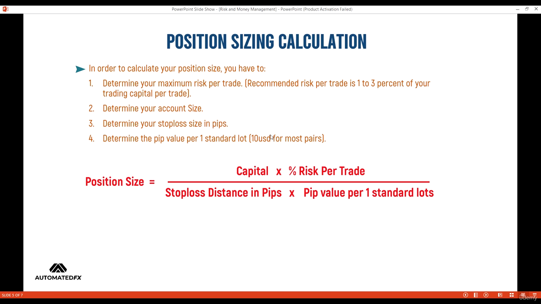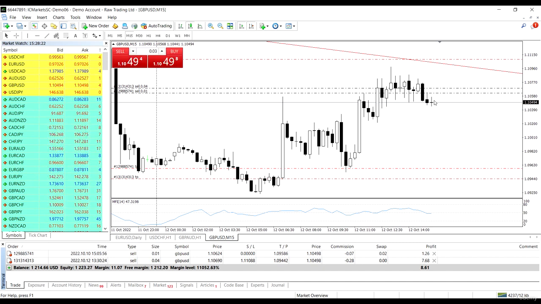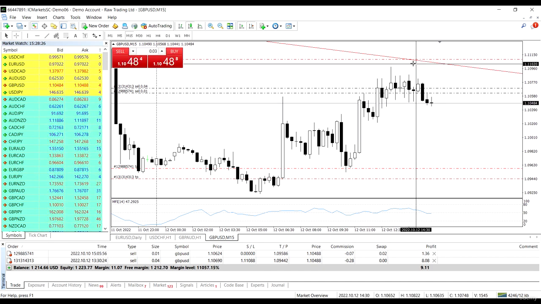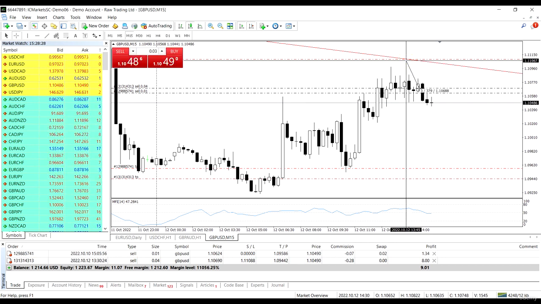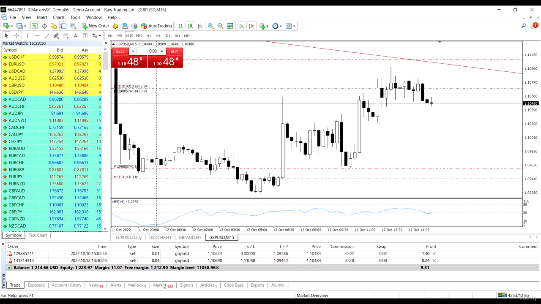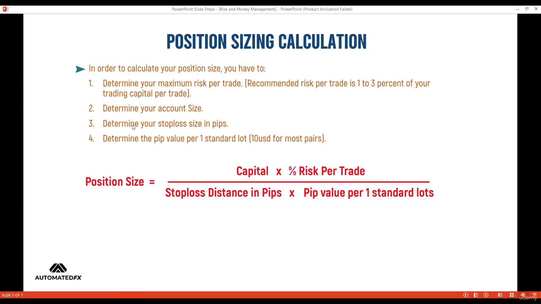So before you know the amount of lots you are going to use, you have to know how large your stop loss is, okay? Like how many pips your stop loss is. In this case, let's say it's 38 pips, right? So you have to understand that, yeah, I'm willing to risk 38 pips, okay? So these are some of the things you have to know.